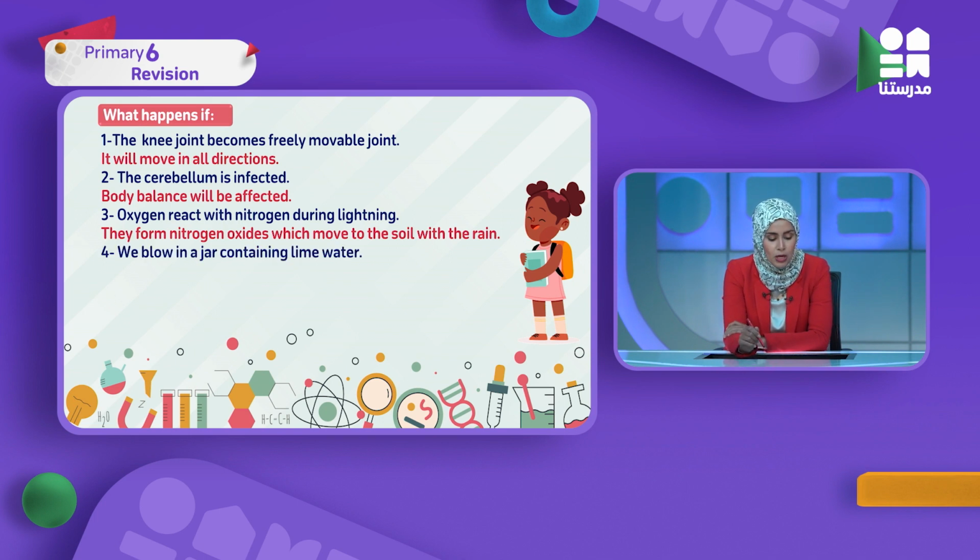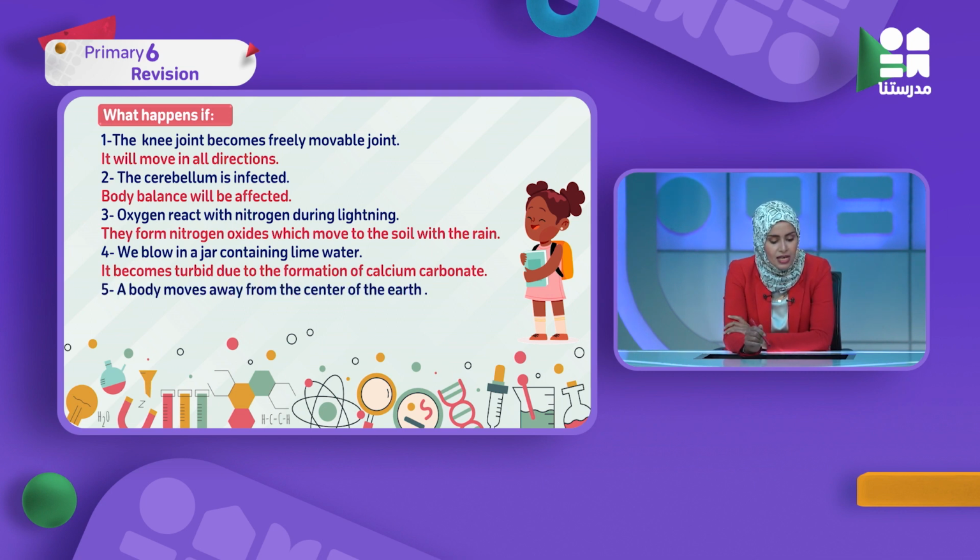Question number 4, we blow in a jar containing lime water. Lime water is a magical substance that can only react with carbon dioxide gas. Okay? So whenever you see lime water, remember carbon dioxide. What does blow mean? It means I exhale, I get out air. So my answer will be it becomes turbid due to formation of calcium carbonate. The carbon dioxide will react with lime water forming calcium carbonate. And lime water, once it meets carbon dioxide, always turns turbid or milky in color.